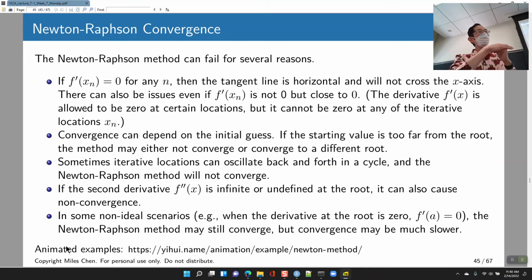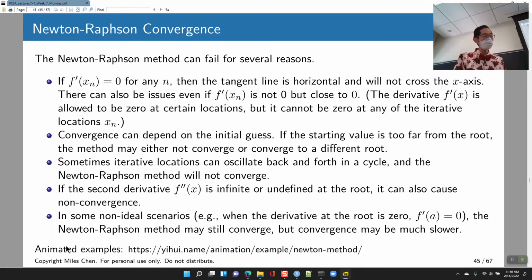Okay, and then you also run into issues. Let's say you didn't exactly hit where the derivative is equal to 0, but let's say you got a derivative equal to 10 to the negative 5. Now you're dividing by a very small number, and so your tangent line is going to be very, very flat. Not totally flat, but close to flat. And so the next iteration is going to be super far away, like at 100,000 or a million or whatever it is. So that could also cause issues.